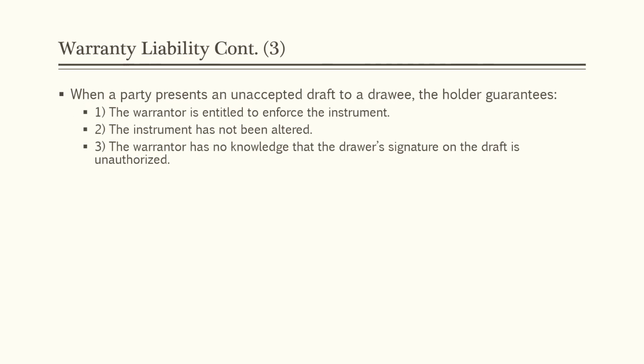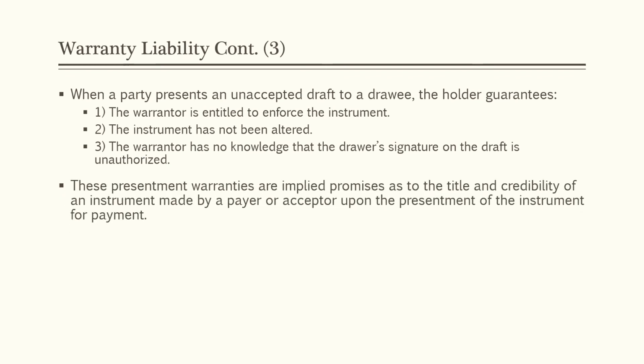When a party presents an unaccepted draft to a drawee, the holder guarantees the warrantor is entitled to enforce the instrument, the instrument has not been altered, and the warrantor has no knowledge that the drawee's signature on the draft is unauthorized. These presentment warranties are implied promises as to the title and credibility of an instrument made by a payer or acceptor upon the presentment of the instrument for payment.